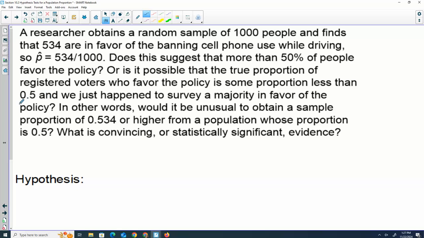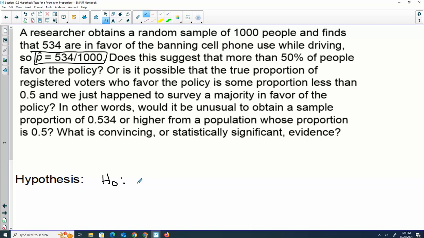So for example, a researcher obtains a random sample of 1,000 people and finds that 534 are in favor of banning cell phone use while driving. So p-hat is 534 over 1,000. Does this suggest that more than 50% of people favor the policy? Or is it possible that the true proportion of registered voters who favor the policy is something less than 0.5 and we just happen to get a sample where it was bigger?